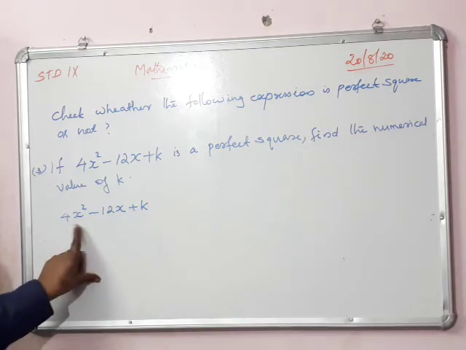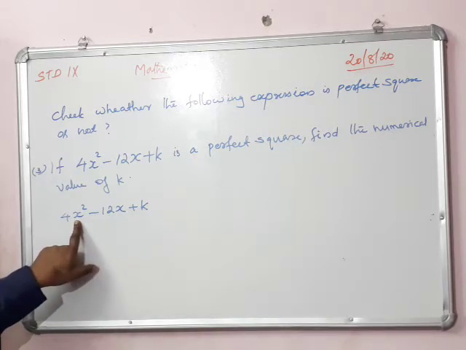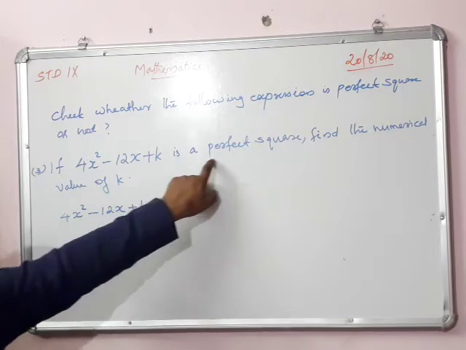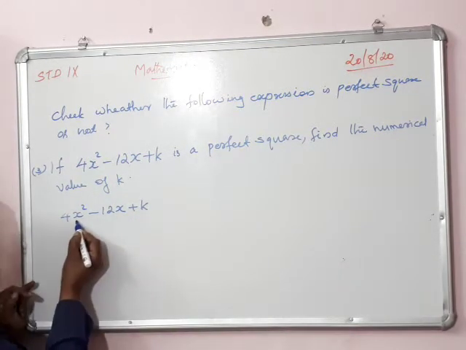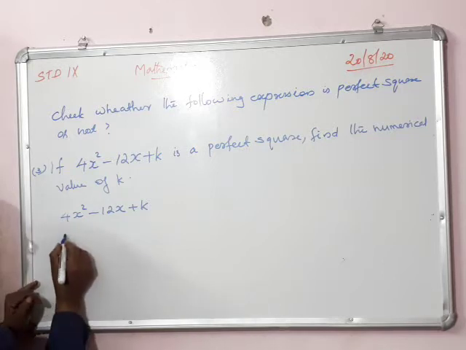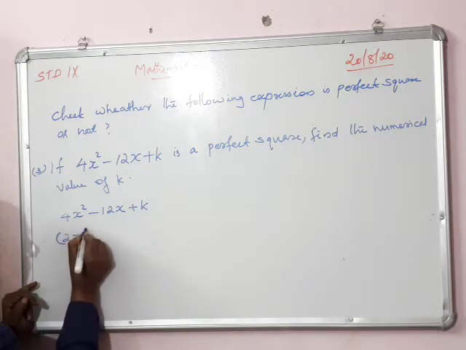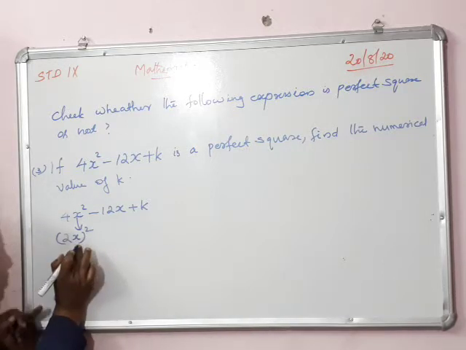It is the given statement. Here 4x square is a perfect square. Sure, here it is given that it is a perfect square. Then 4x square is the square of 2x, the whole square. Is it? It is 2x the whole square.